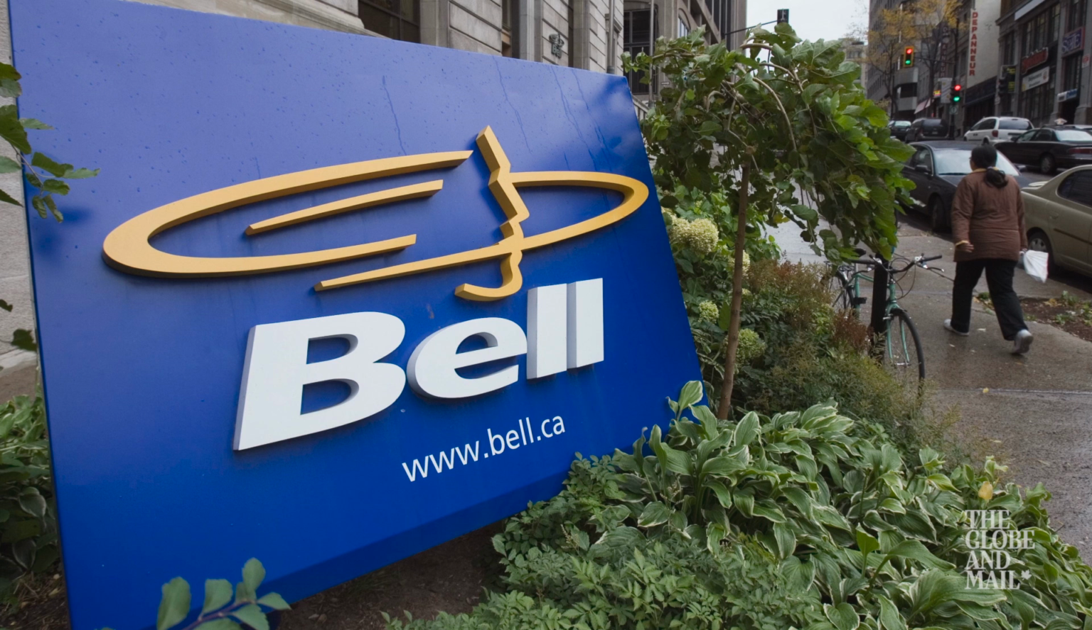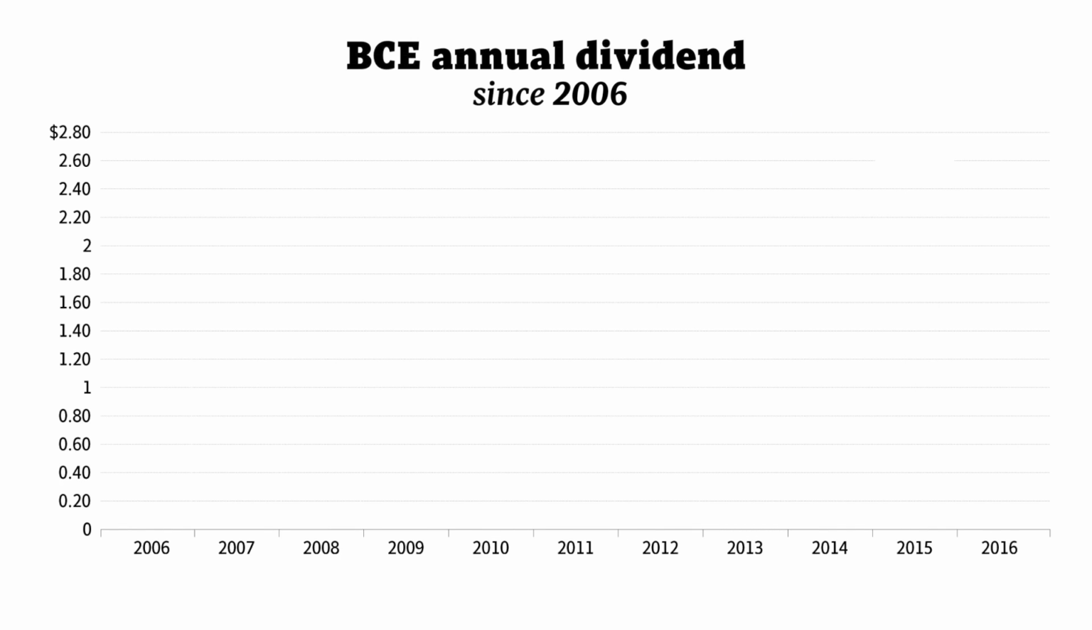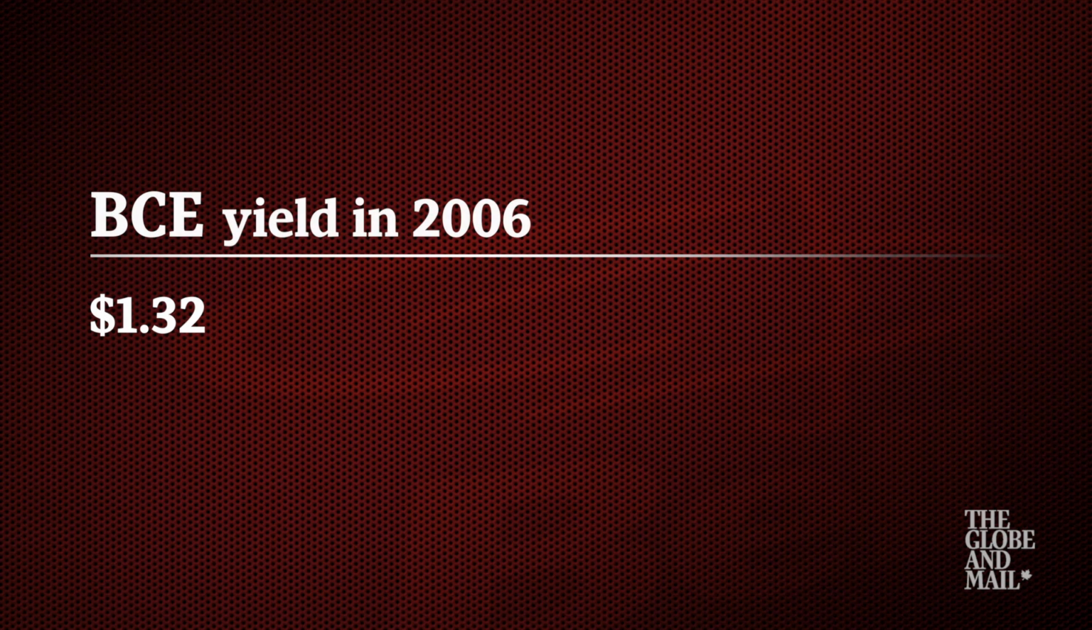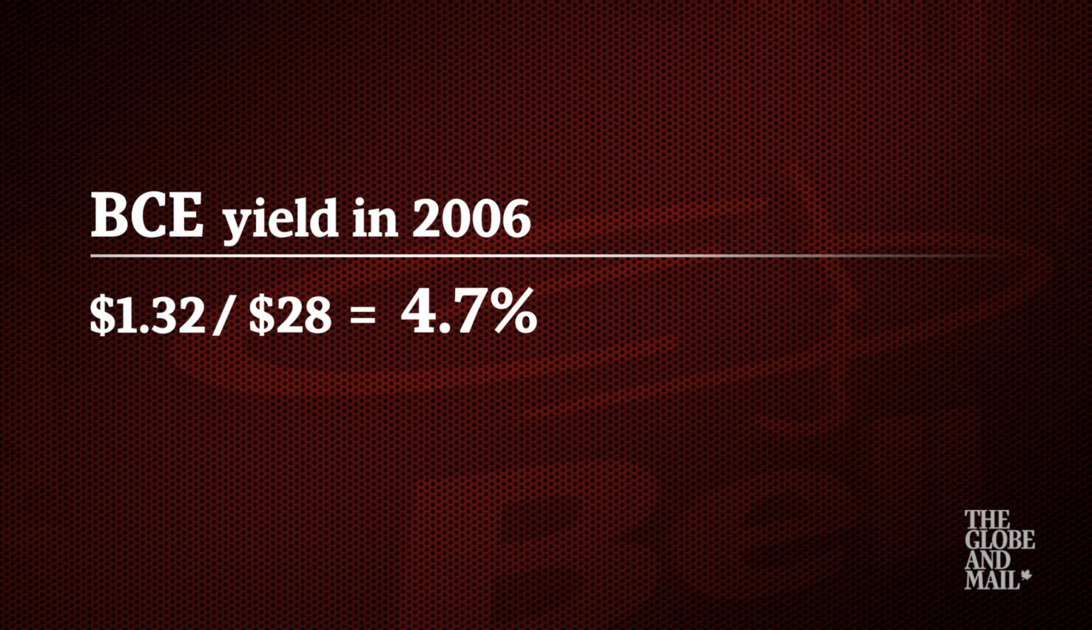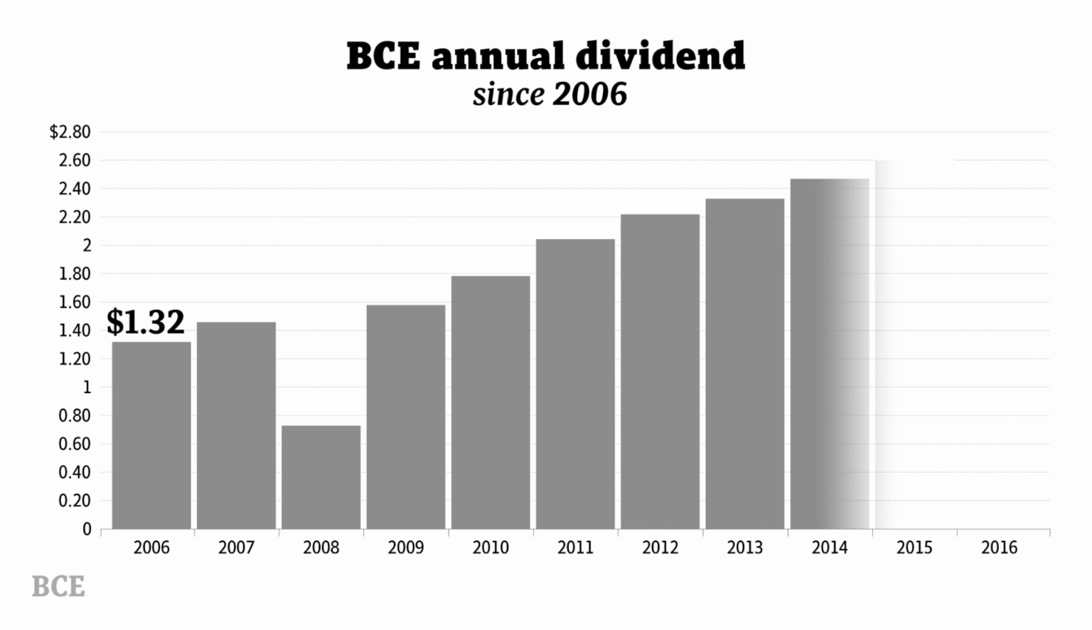Say you bought shares of BCE 10 years ago when the stock was trading at about $28 a share. At the time, BCE's annual dividend was $1.32. So the yield at the time was $1.32 divided by $28, or 4.7%. Since then, however, BCE's dividend has been climbing steadily.